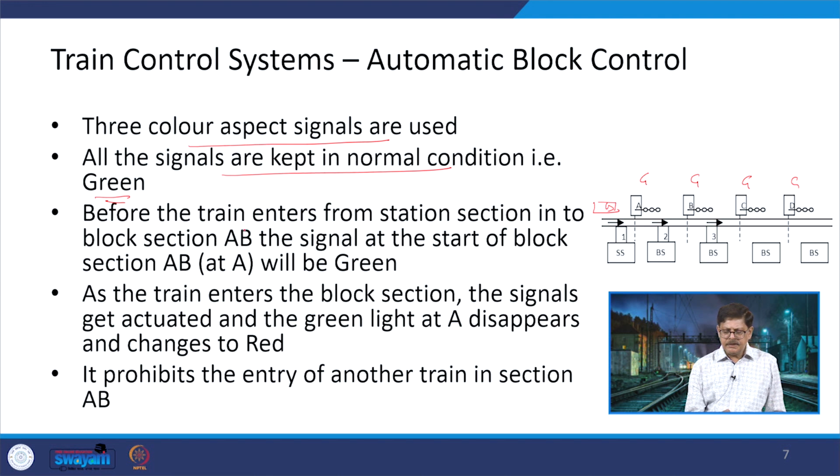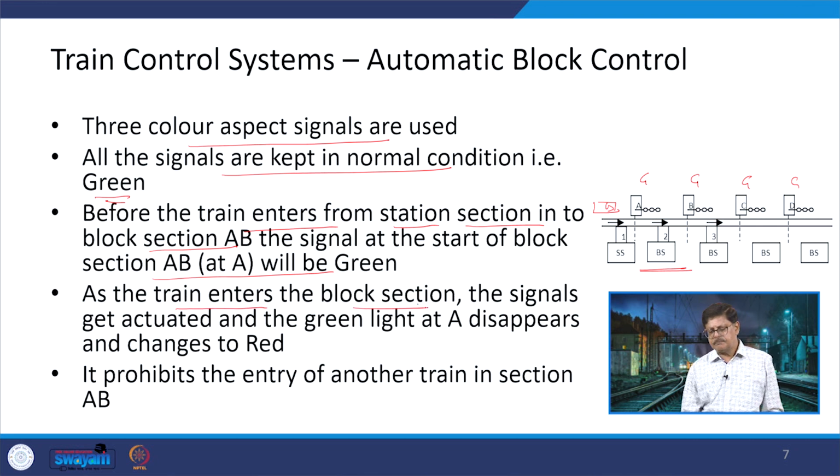Now, before the train enters the station section into the block section AB, here this is the block section AB. If the train enters here, before that the signal at the start of the block section will be green. As I already said, all of these signals are in advanced condition, and are set to green unless there is some obstruction due to which it has to be either yellow or red.